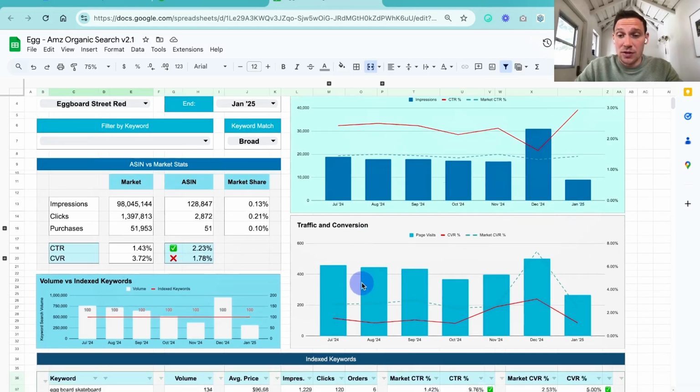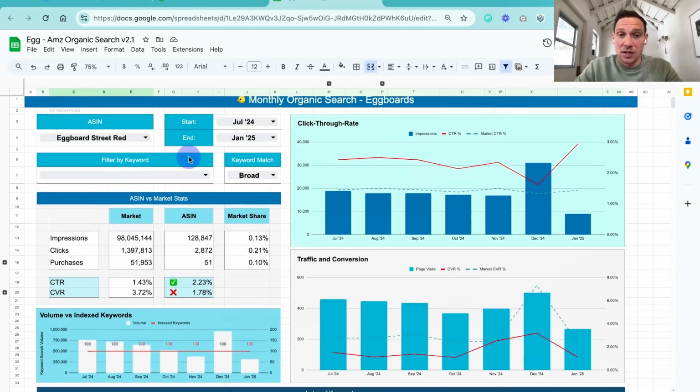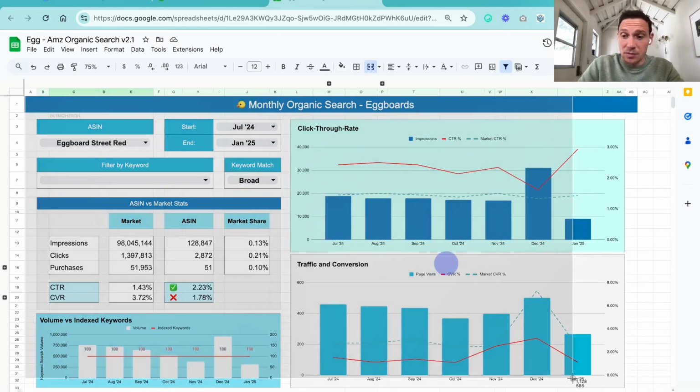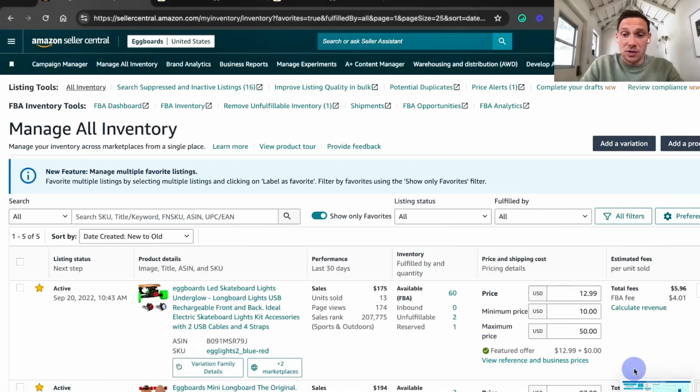Regarding conversion instead, the opposite is happening. I'm always worse than the market. I convert less than the market for my skateboards, which can be information that leads to some action items. So what I'm going to do is take a screenshot of this.